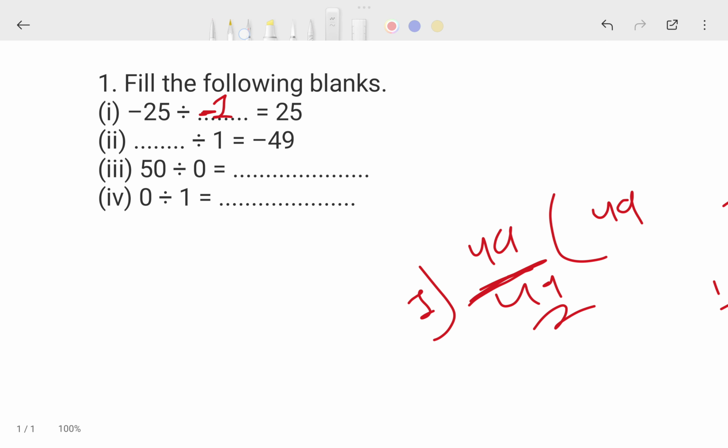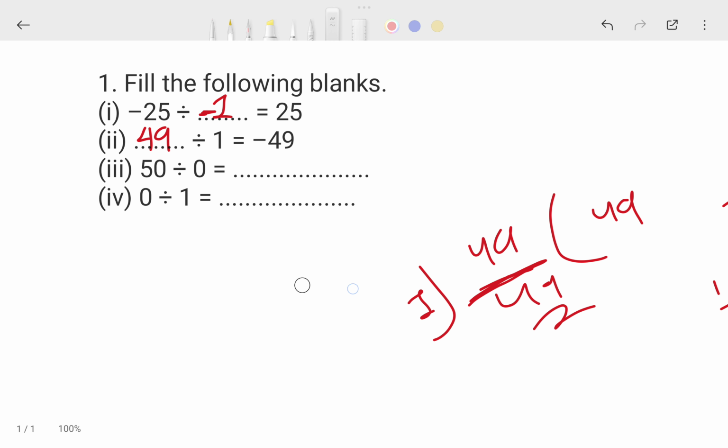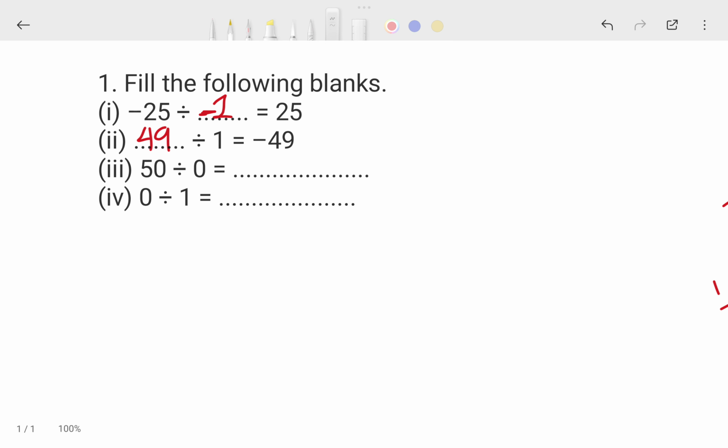Okay, just wait a minute. The answer is going to be 49. Simple. That's okay. But if you divide 1 into 49, it is going to be 49. It is going to be positive, right? But we need minus. We need minus 49. So what can we do? We can write here minus 49.